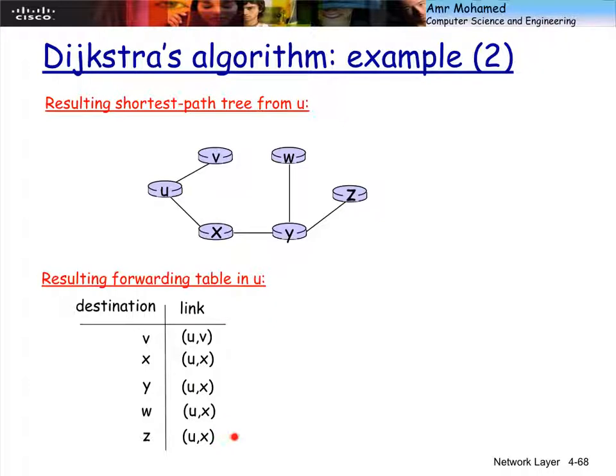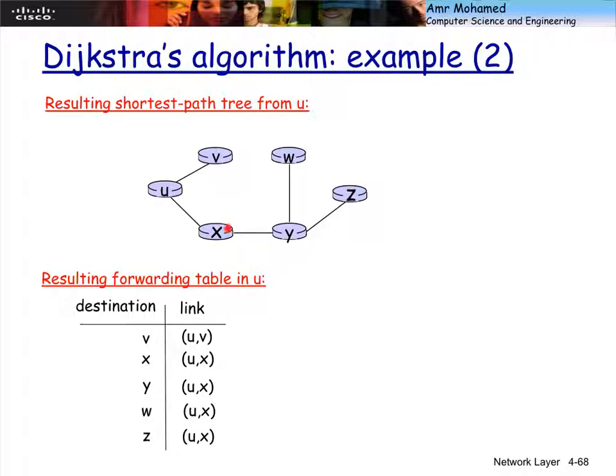Otherwise, as you can see, UX, UX, UX, UX. Only show the next. Yes, because this is forwarding. In order to go to the end path, I only need to know what's the next hop, right?